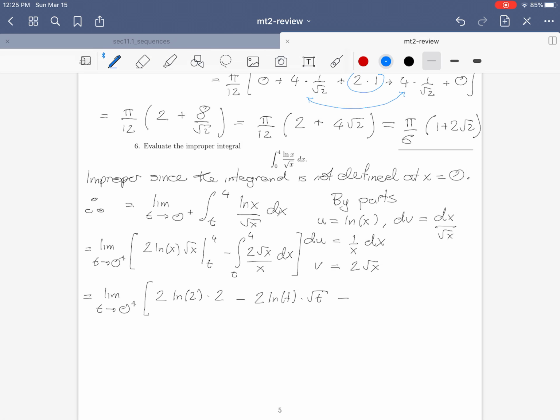So we do a little bit of simplification here. We have square root x divided by x, so that becomes 1 divided by square root x. So if we integrate, we'll get 2 square root x, and we have another factor of 2 sitting in here. So we get minus 4 square root x evaluated at t and at 4.